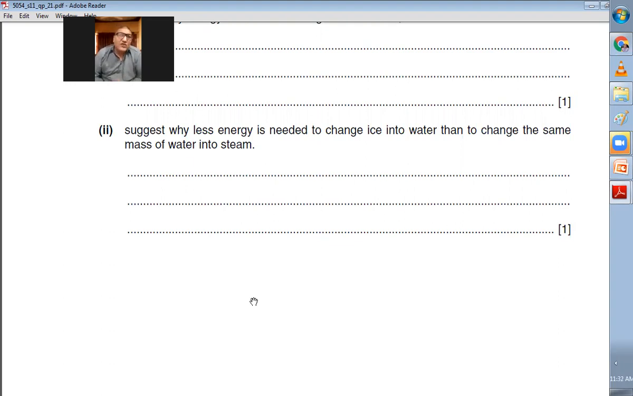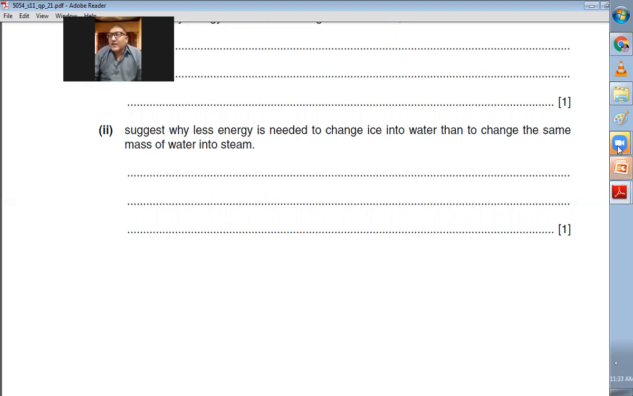But when you convert ice into water, the intermolecular bonds are not completely broken. The intermolecular forces don't have to be completely overcome. The molecules move away from each other, but they don't have to go far away from each other. So that's why less heat is required when you convert ice into water as compared to water into steam. It's a 1-mark question.